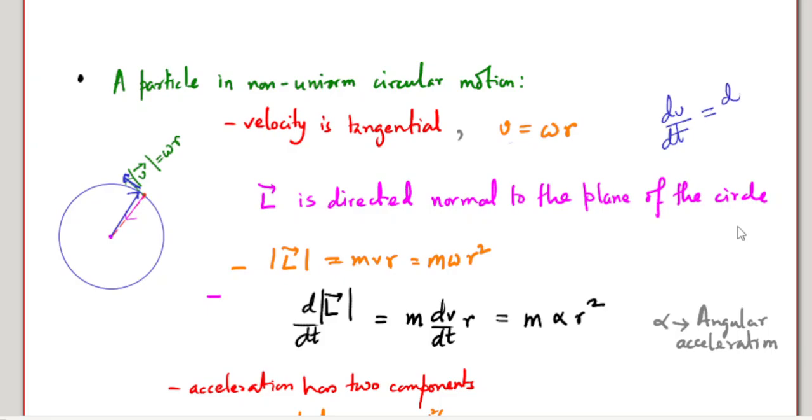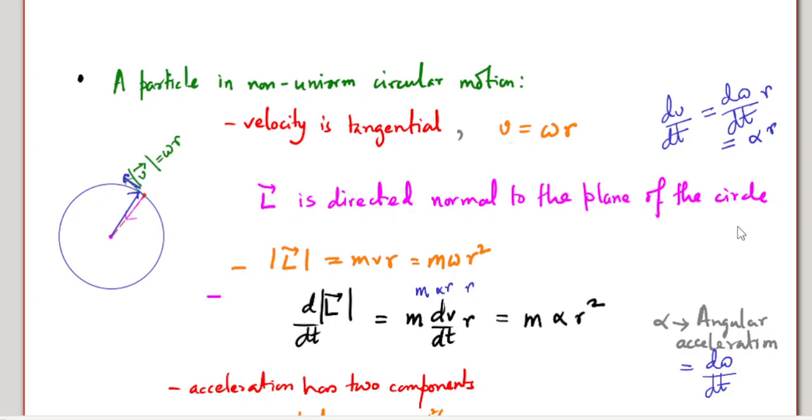It is simply given by d omega dt times r, and d omega dt, the rate at which angular velocity changes, is given by the angular acceleration. So m times alpha r times r, so m alpha r square. And in this formula, of course, alpha is the rate at which angular velocity changes with time, something which we call the angular acceleration.